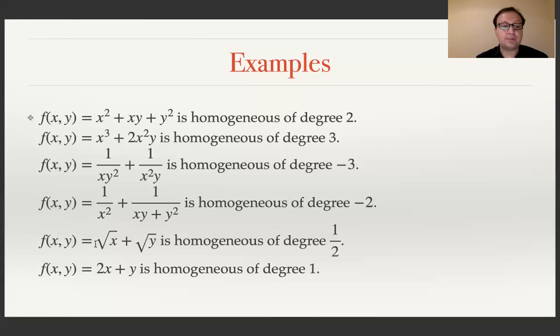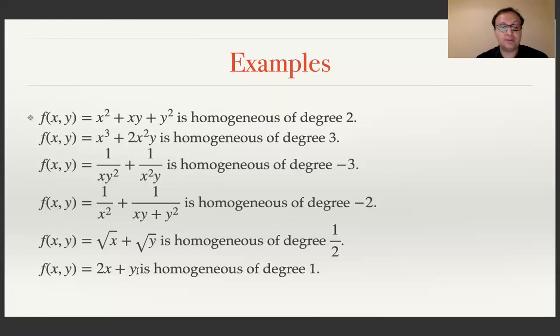Square root of x plus square root of y is a homogeneous function of degree 1/2. So again, we can have non-integer powers. Square root of x has power or degree, if you want, 1/2. And it's times no power of y, so the total degree is 1/2. And same for square root of y, it has degree 1/2, and it's times no power of x, so it has degree just 1/2.